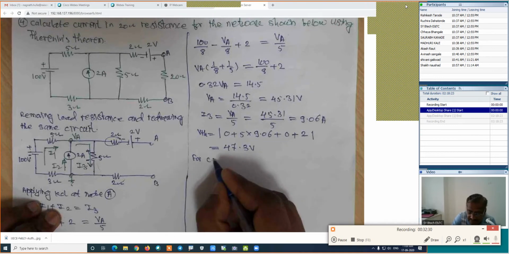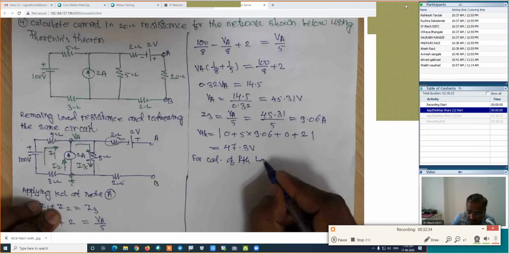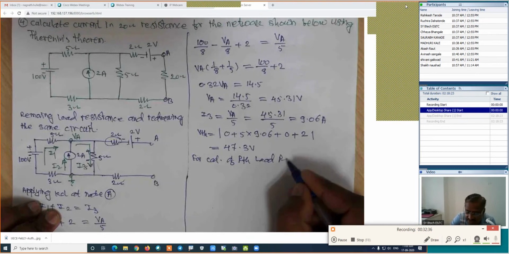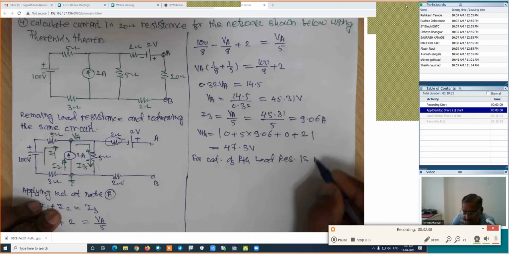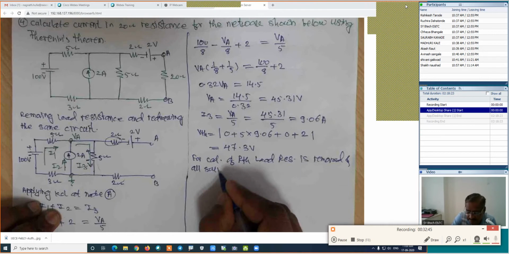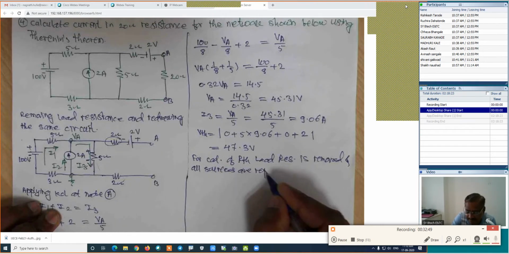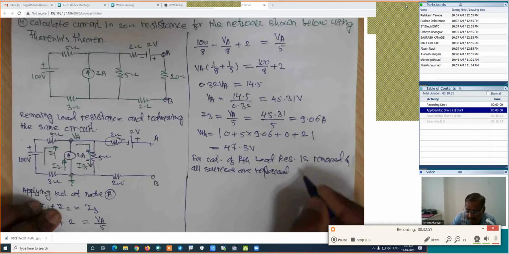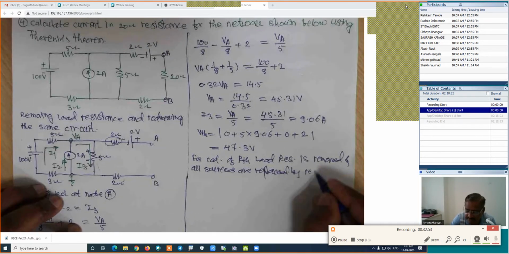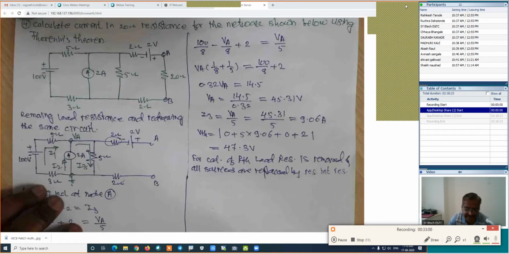For calculation of RTH, the load resistance is removed and all sources are replaced by their respective internal resistances. Is it right? Now we will remove all the sources by the respective internal resistances.